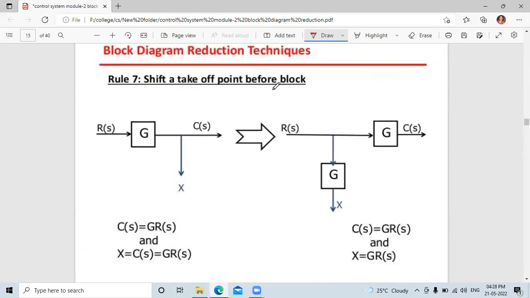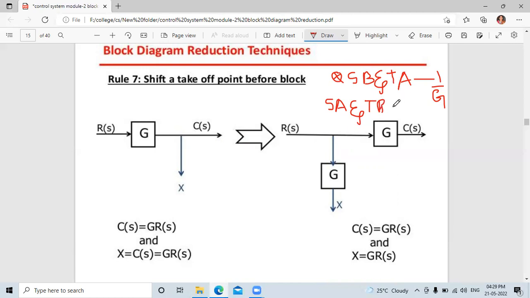Next, shift a takeoff point before a block. So here, one thing you need to know: summing point before and takeoff point after is 1 by G. And summing point after and takeoff point before, that is takeoff point before block.